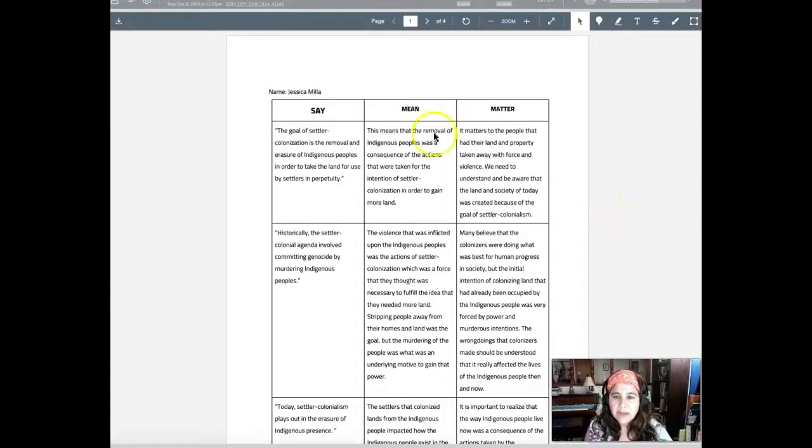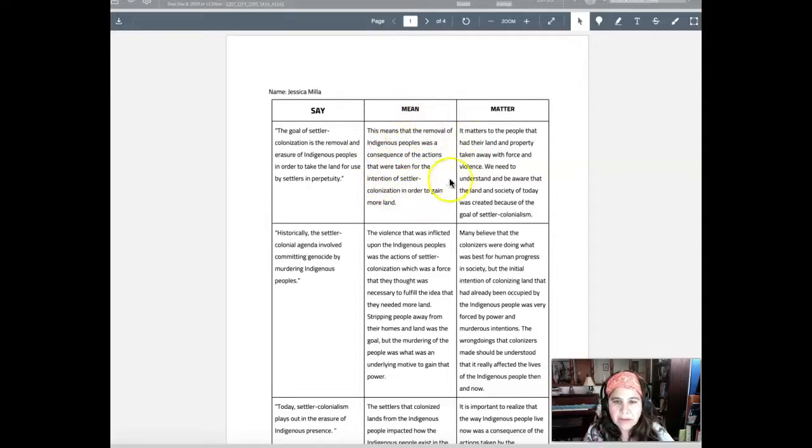Okay, so here we have an example of one of the, say, Mean and Matter charts. So throughout the course, you're going to be doing several of these. And I'm not making you do it just to fill out a chart. The point of this chart is to help you pull out important or meaningful information from a reading, and then try to make sense of it in your own words, no?